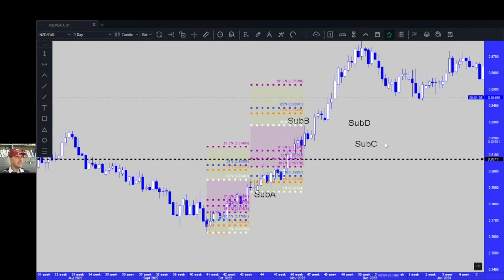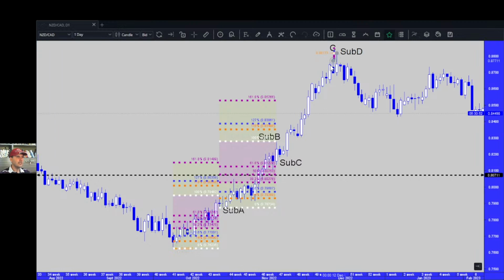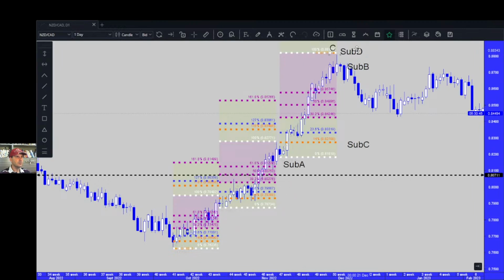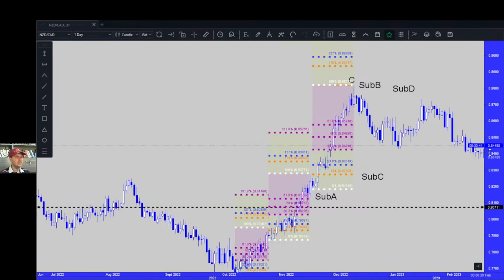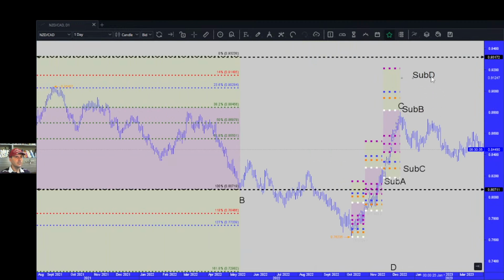Alright, give it a second. Our sub C is down in here. It must not be the same candle, it's a sequence. And sub D, it's a high again, so it's up in here. And we have our last Fibonacci. Sub A goes to sub C, sub B goes to sub D. Now let's see if this is confirmed. Sub D up in here, sub B equals our C.